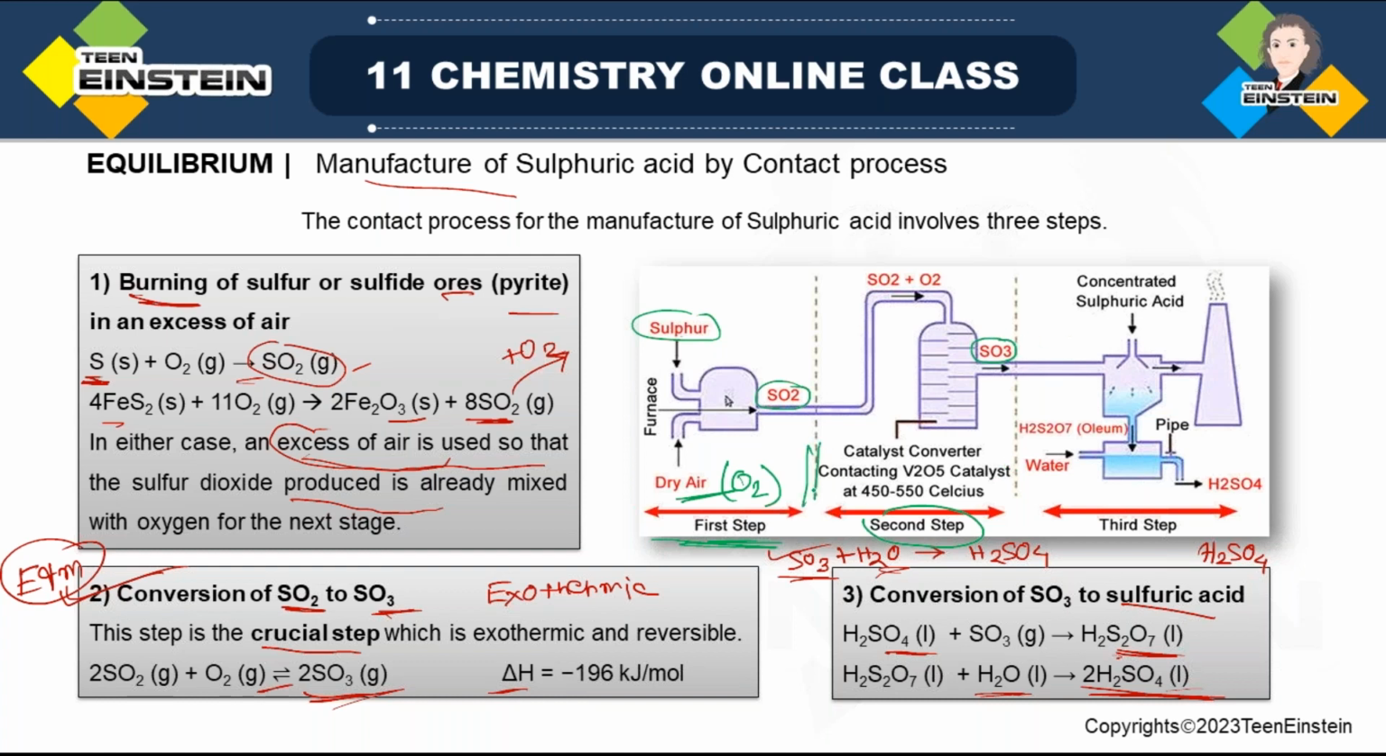Here we are using all these conditions. In the next slide, we are going to do the detailed discussion about these conditions, that is catalyst, temperature, as it is mentioned here. Now the third step, here concentrated sulfuric acid is introduced, and this SO3 is reacting with this H2SO4, producing first H2S2O7, which is basically called oleum, and then this oleum is reacting with water and we are getting finally H2SO4. Okay, so this is the pictorial representation.